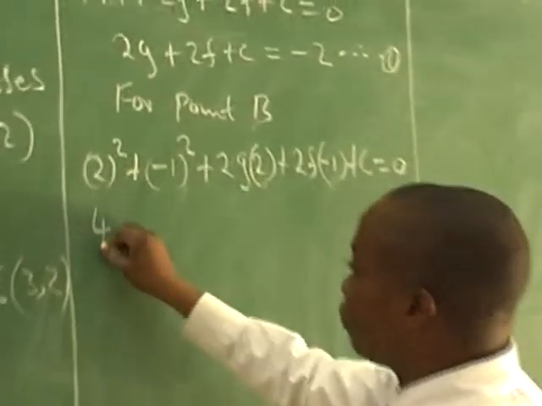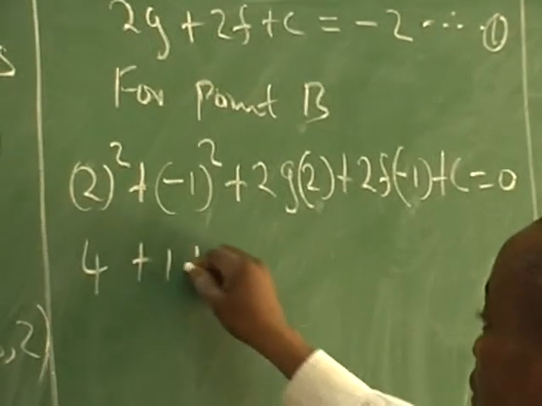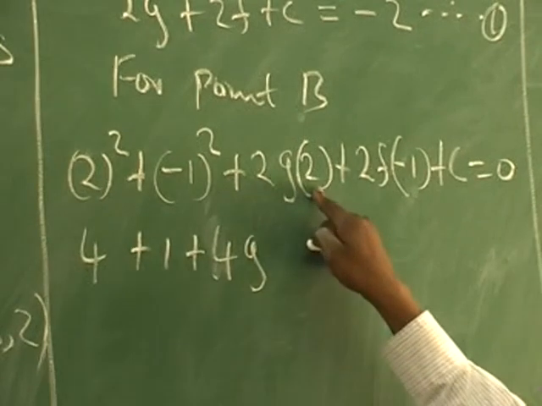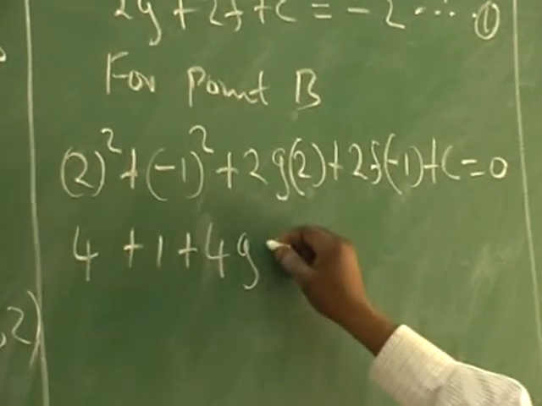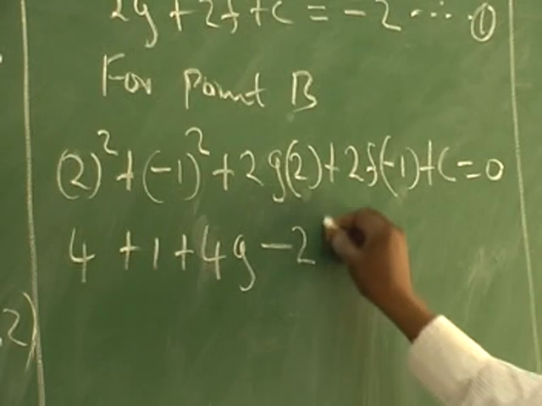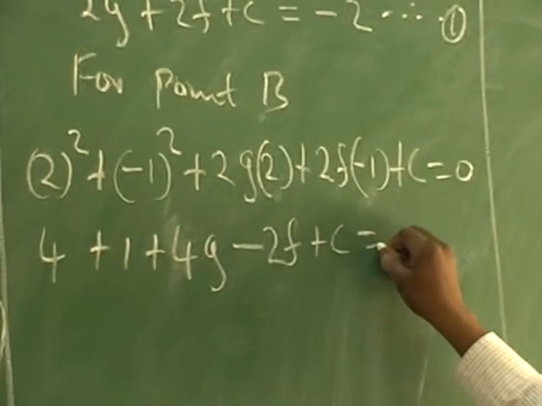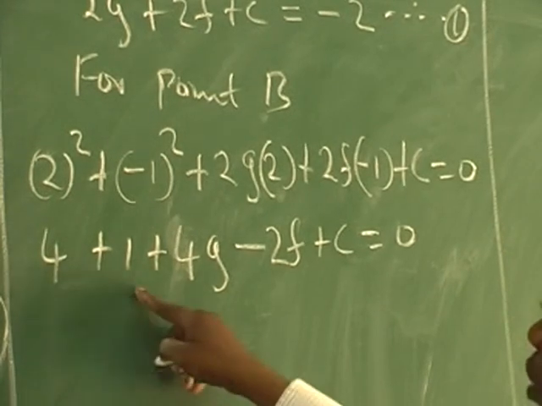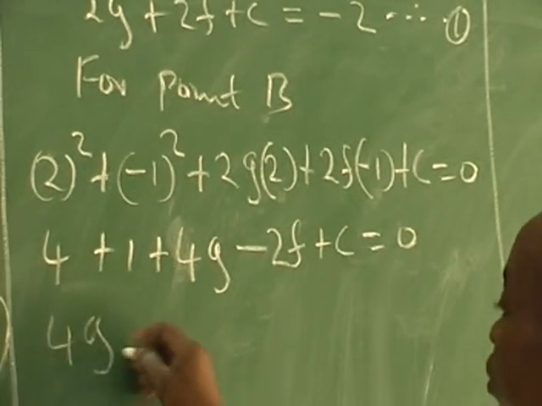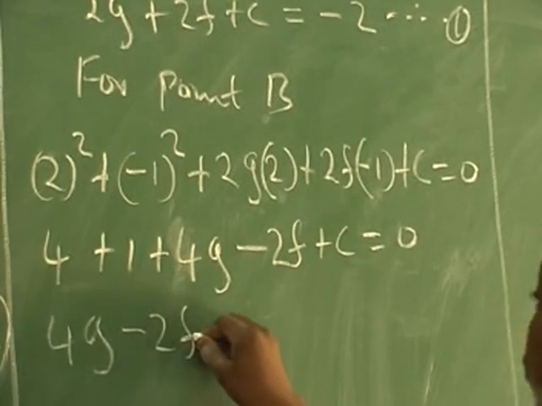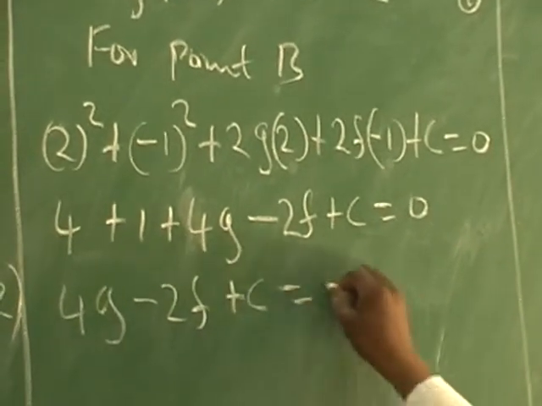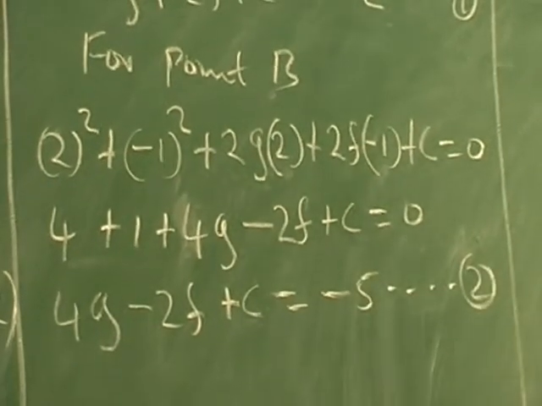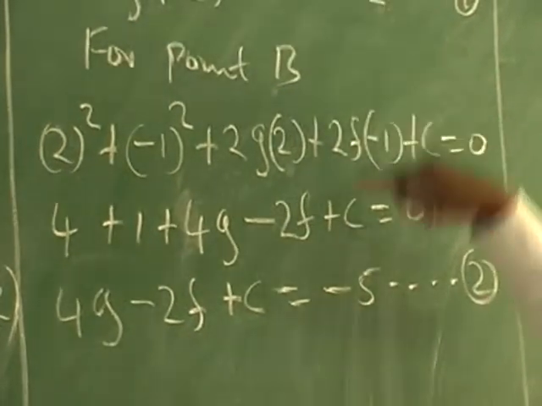If we do that, we have 4 plus 1 plus 4g, that is 2 times 2, plus 4g plus, minus 2f plus c is equal to 0. So when we add up this one, we'll have 4g minus 2f plus c is equal to minus 5. Call this one equation 2. So you have equation 1, for this one you have equation 2.